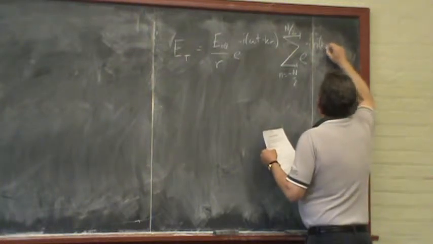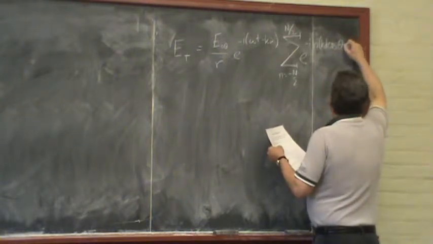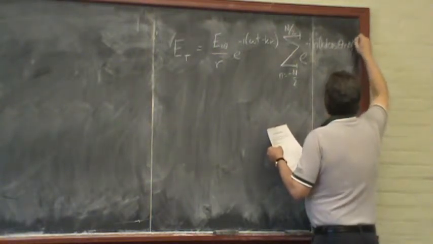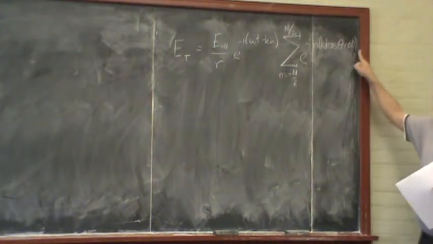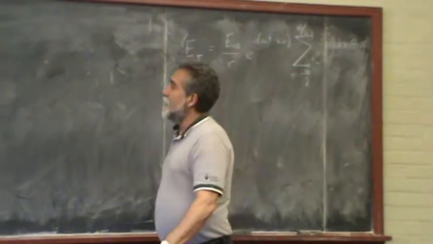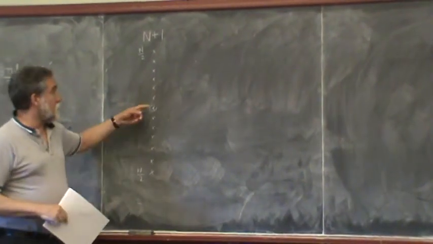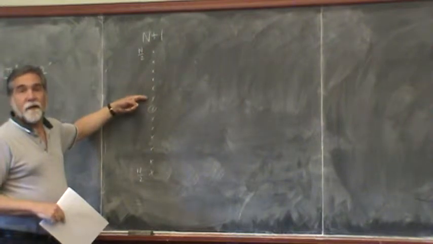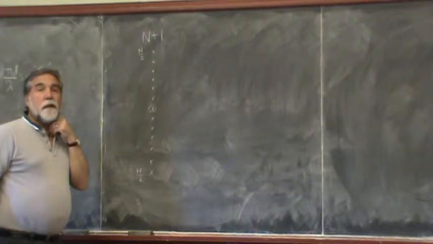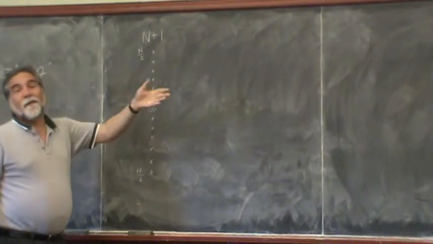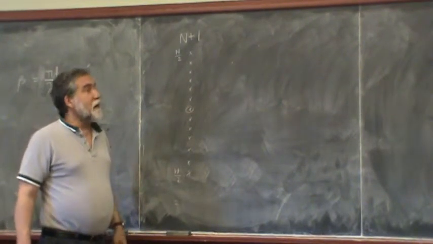I'll write it down: k d cosine theta plus delta phi. So the n multiplies the delta phi. Each step that I take away from the center changes the initial phase of the antenna in the array. Is this a discrete Fourier transform? Yes and no. We could do that here, but I'm just going to do the sum.